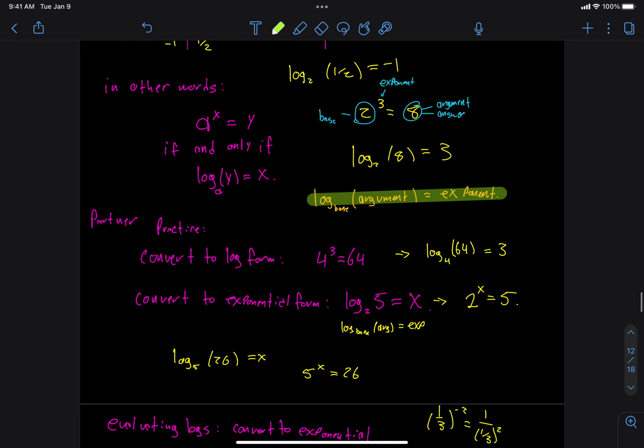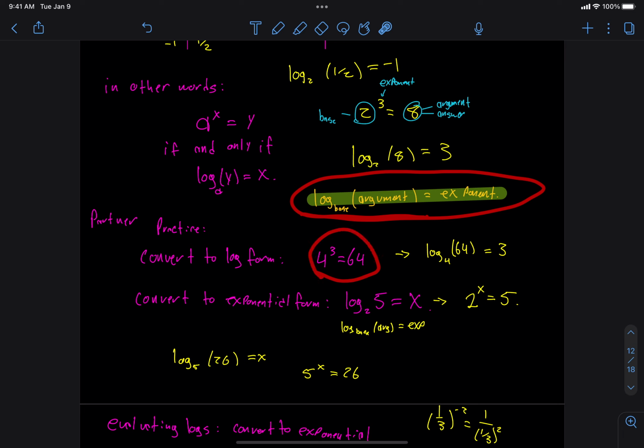So we had this relationship here which said, anytime I have an equation written in exponential form, I can rewrite it in logarithmic form by using this phrase: log base argument equals exponent. That tells us where each number in the exponential equation should go in the logarithmic equation. The base should go where the base is, the exponent should go to the exponent spot, and the argument is the answer, or whatever is on the other side of the equals sign.